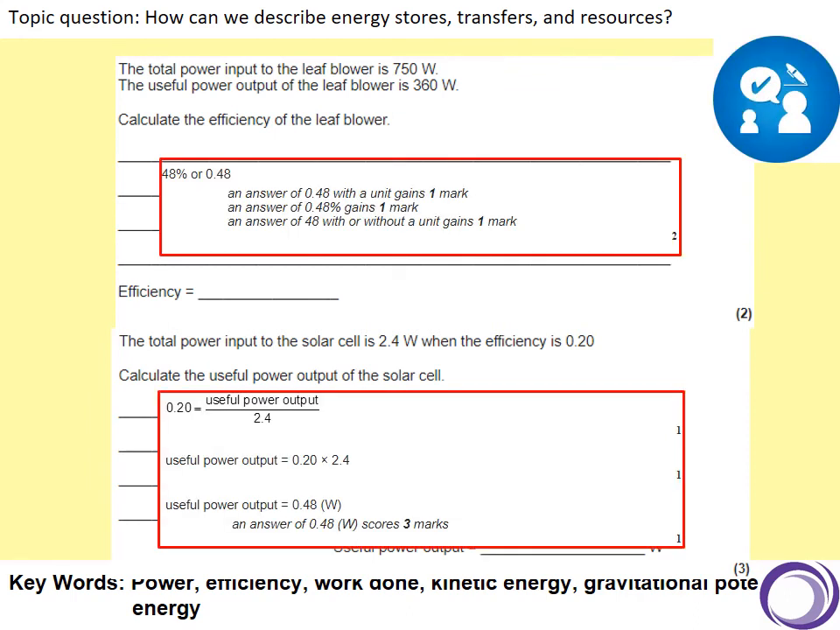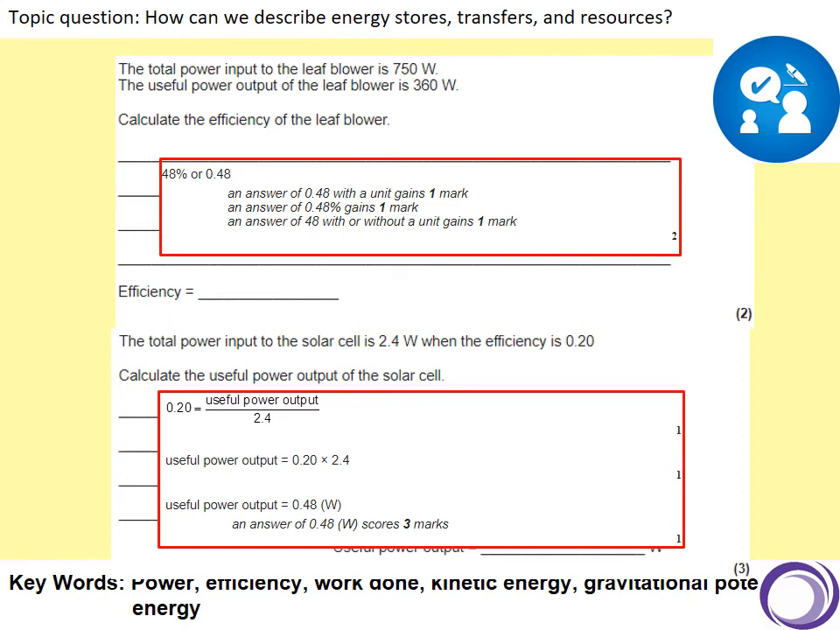So these are the answers that we should have got. For your first question, your total power input is 750 watts. Your useful power output is 360 watts. So your efficiency is your 360 watts divided by your 750, which would get you an answer of 0.48. You then could have multiplied it by 100 to put it as a percentage, which would have been 48%.